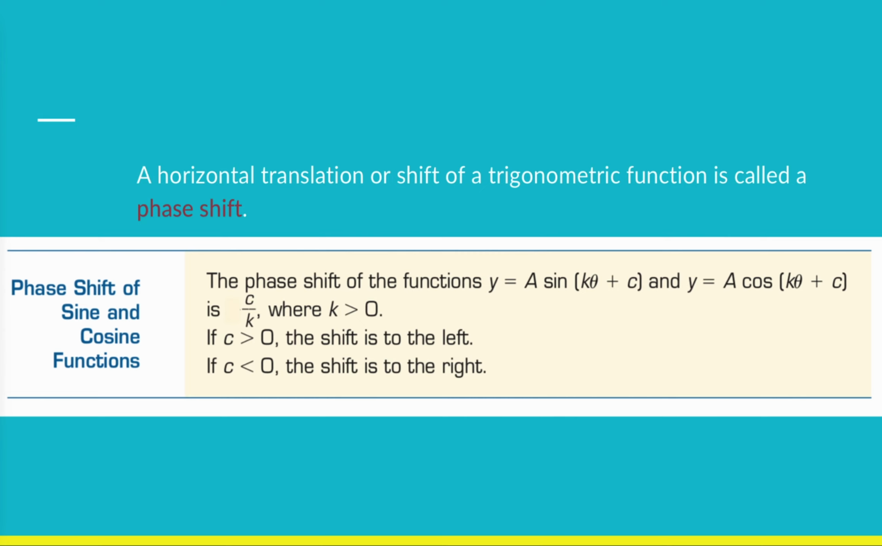So the phase shift of the function a sine k theta plus c, or cosine k theta plus c, is c over k. If c is positive, the shift is to the left. If c is negative, the shift is to the right.